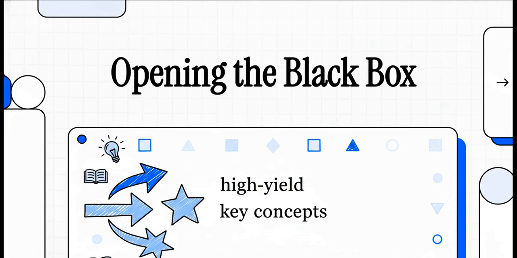All right, let's get you ready. I know your big deep learning exam is just around the corner, and we need to tackle one of the trickiest topics out there, explaining black box models. It's one of those things that can really trip you up, but don't worry, we're going to break it all down so you can walk into that exam feeling totally confident.